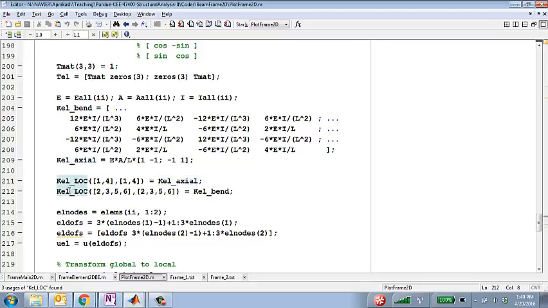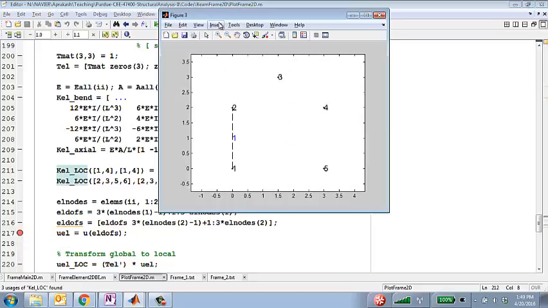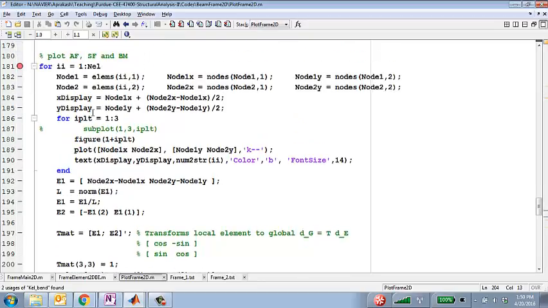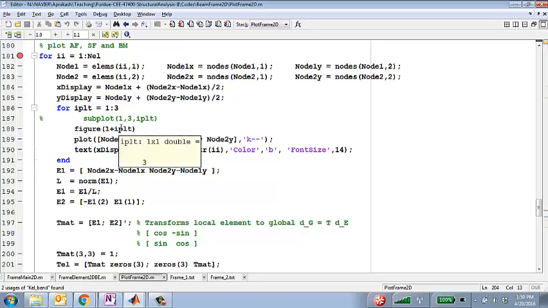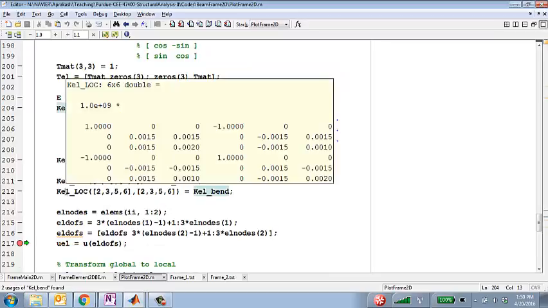So what I'll do is I'll stop my code at this line number 217, which you'll see in a minute why. And at this point, I am at element 1. So this is the counter for the element, ii is equal to 1. I'm looking at element 1. I've just calculated its local element stiffness matrix. That local element stiffness matrix is again from that 6x6 that we had derived.